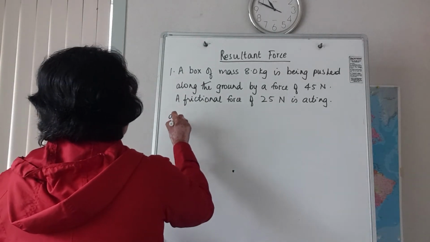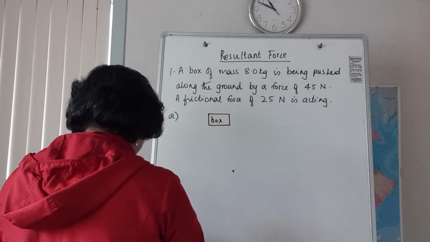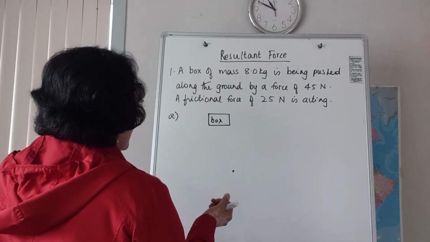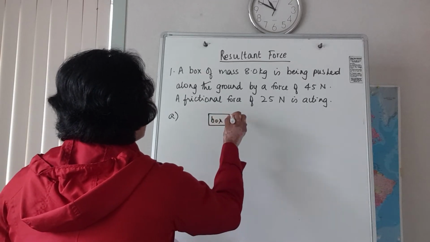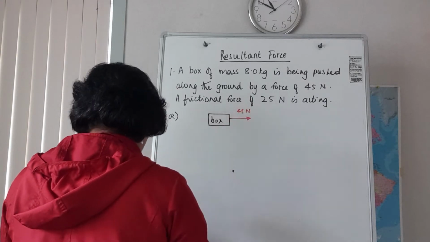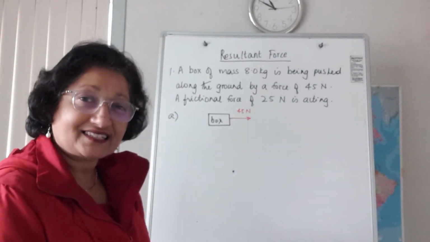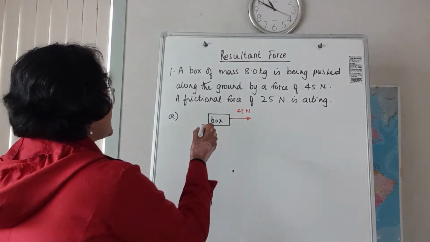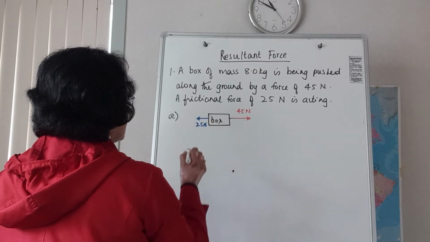A box is just this box here. That's our box. And then the mass is 8 kilograms and it's pushed along the ground by a force of 45 newtons. I'm just making it like a pull force, 45 newtons acting this way. And then opposite that, friction acts against motion. So if the box is moving forwards, friction is going to act backwards. So your friction is a smaller force of 25 newtons.